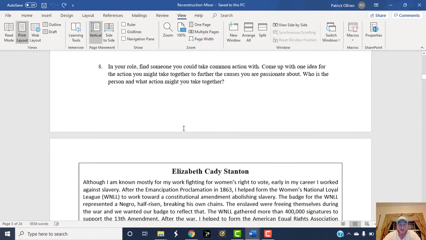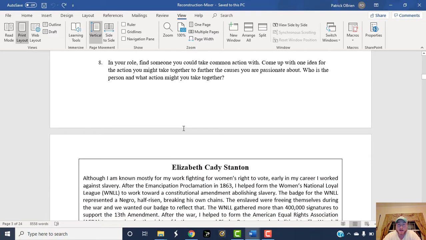Number 8, in your role, find someone you could take common action with. Again, knowing your role, come up with one idea for the action you might take together to further the causes you are passionate about. Who is the person and what action might you take together?